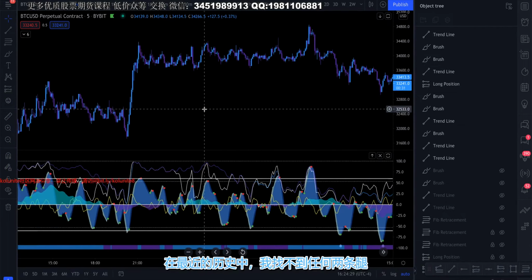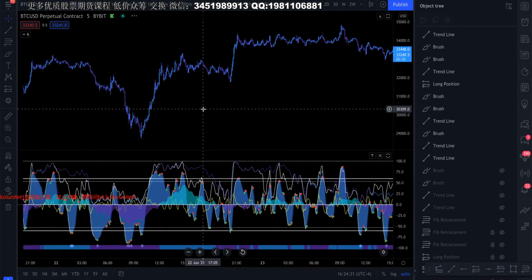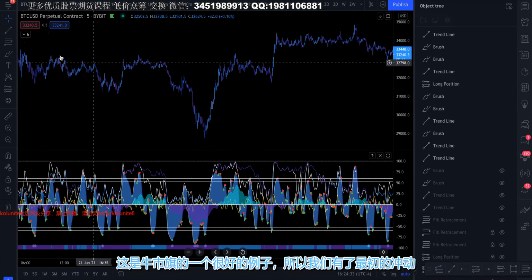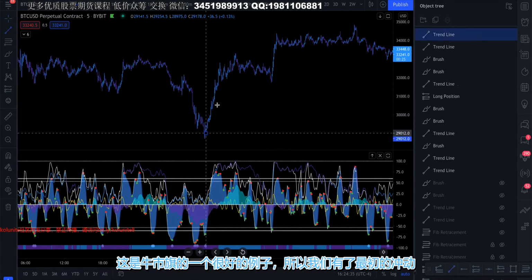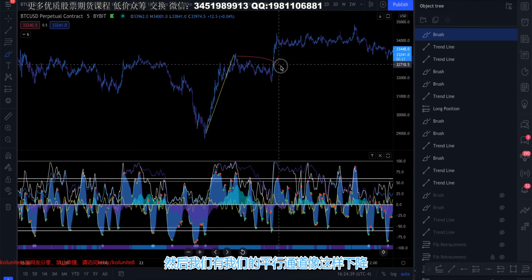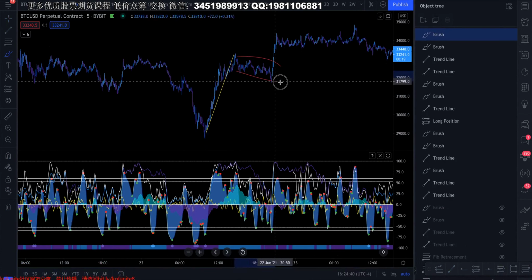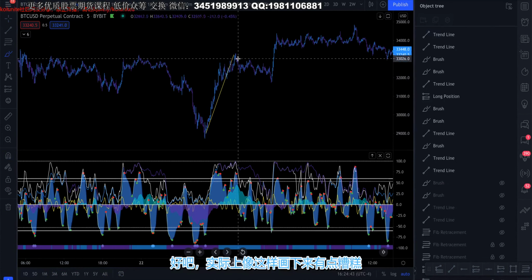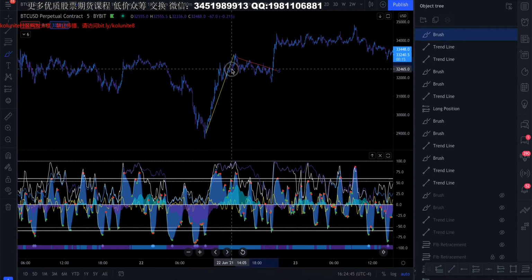I can't find any bull flags in recent history. But, oh, here's one. Here's a great example of a bull flag. So we have our initial impulse up, right? Then we have our parallel channel coming down like this. Okay, that was actually kind of badly drawn, coming down like this.